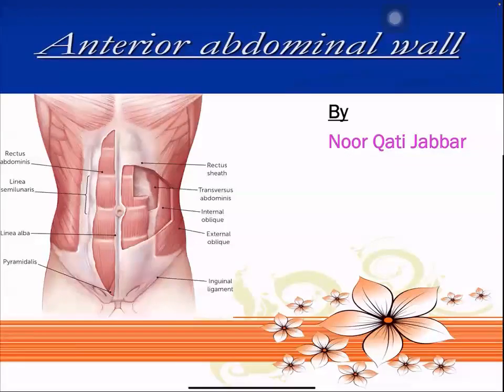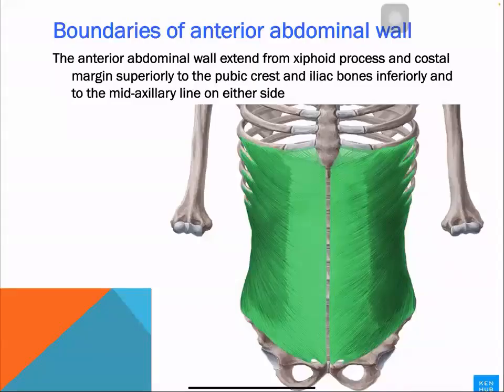We start our presentation today about the anterior abdominal wall and esophagus, starting with the anterior abdominal wall. The boundaries of the anterior abdominal wall: it extends from the xiphoid process and the costal margin superiorly to the pubic crest and iliac bones inferiorly, and the mid-axillary line on either side.